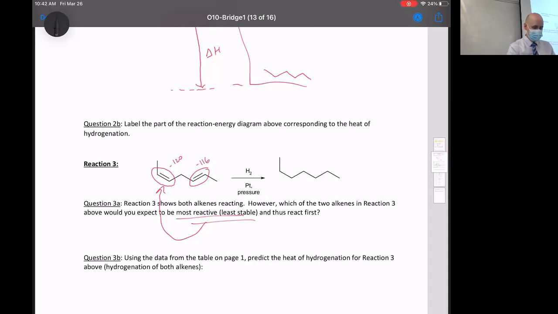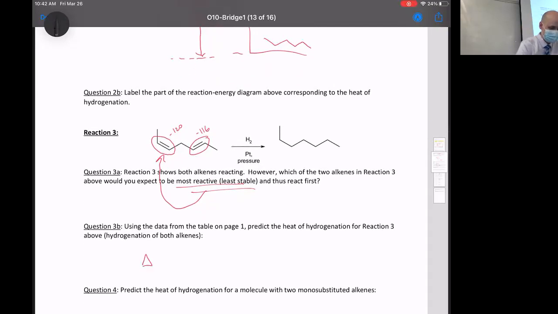All right. Kaylee, would you predict the heat of hydrogenation for this overall reaction here? Since the two would kind of be combined, would you just add them together? Yeah. So I didn't ask you to draw this, but if you think about a reaction energy diagram, one of them would go down by a certain amount, and then the second one would go down by a certain amount. And Alex already said the first one would be that minus 120. So it would go down by minus 120, and then it'd go down by minus 116.